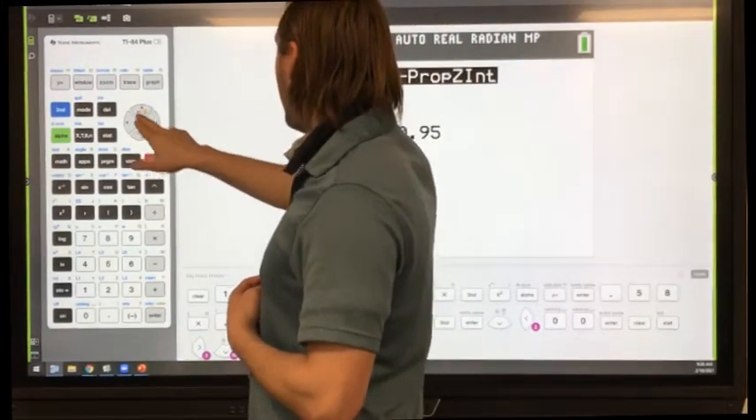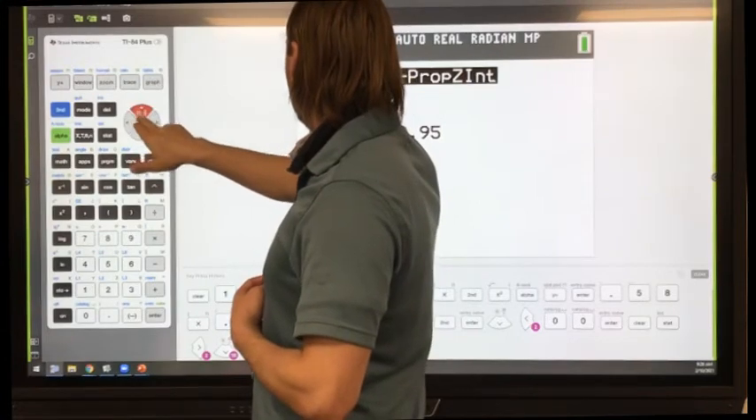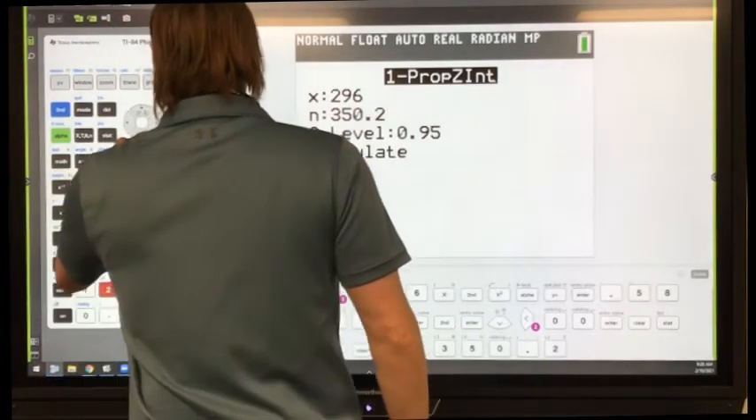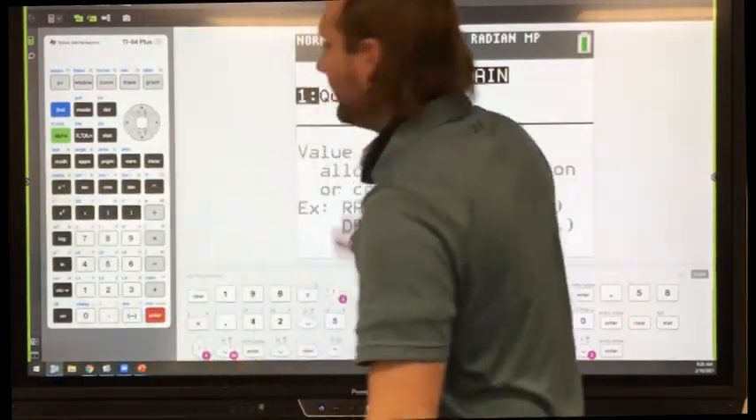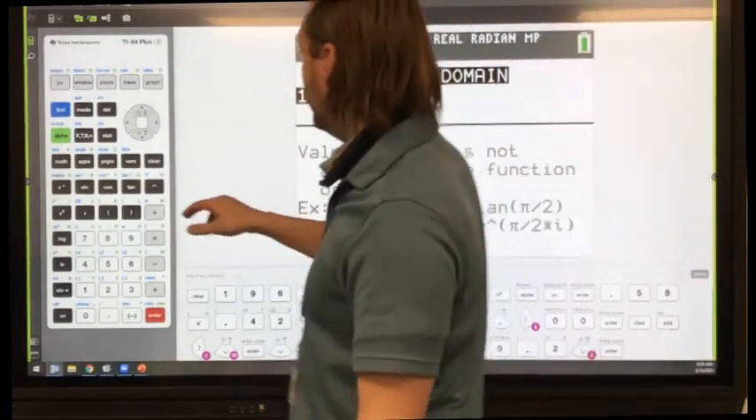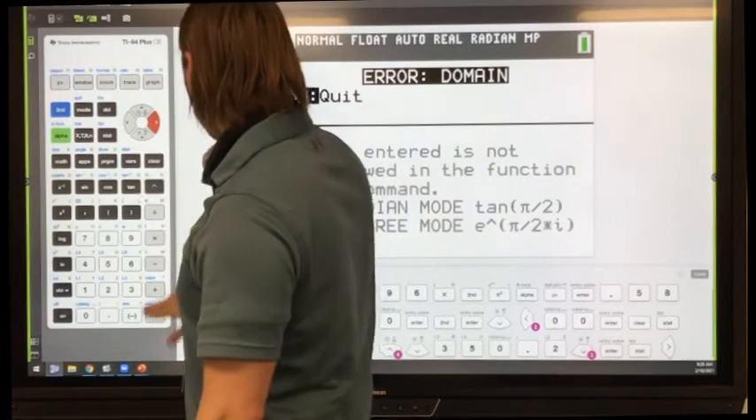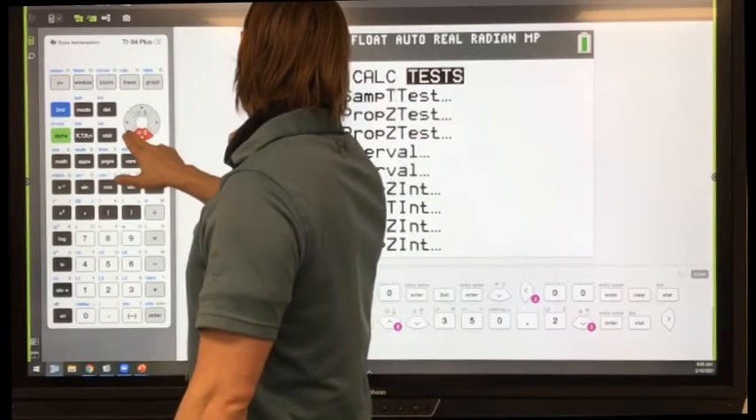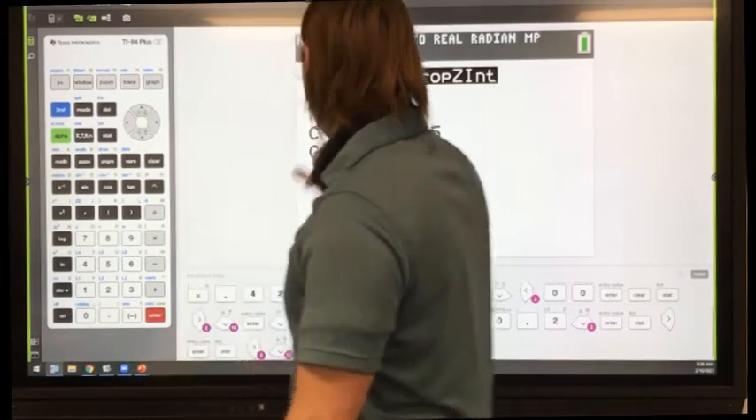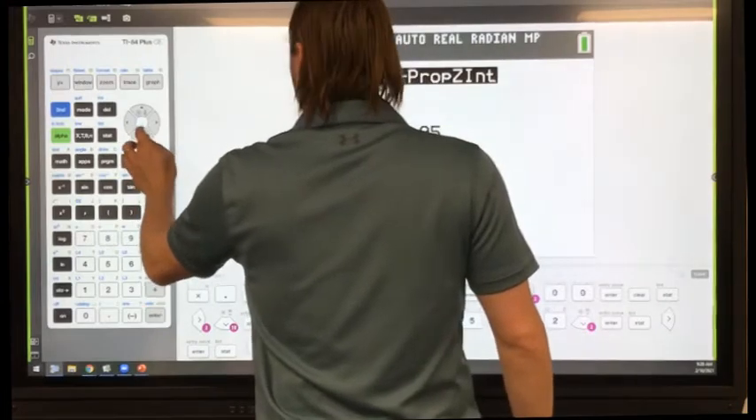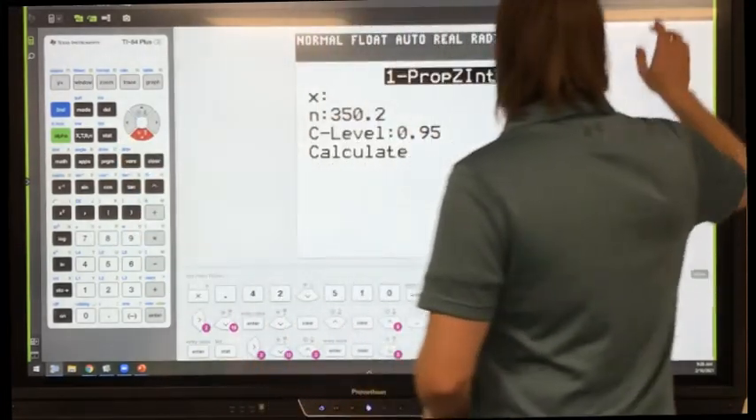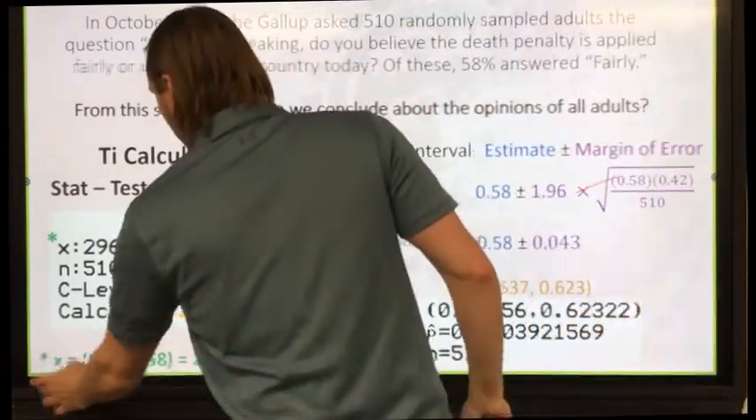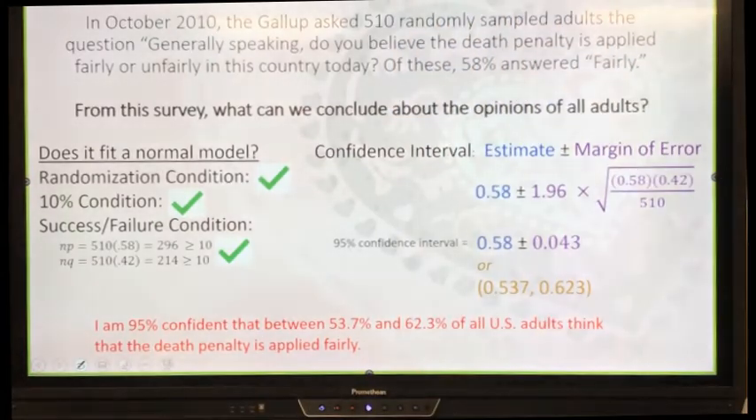Now very important: X and N have to be whole numbers. Watch what happens if I put a decimal. It doesn't like decimals. So let's see, quit, stat, test, all the way down to A, enter. These have to be whole numbers. I have to fill something in there. What would be my x value in this problem? Maybe I gave it away already. What would be my x value?